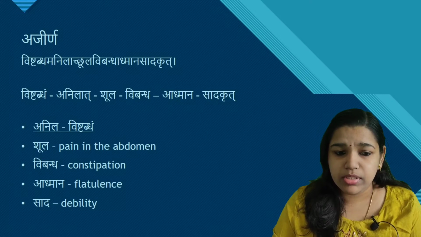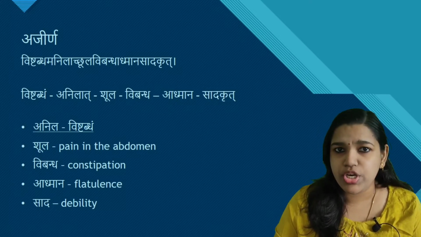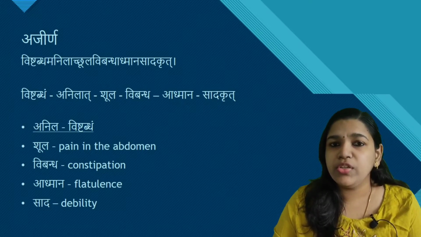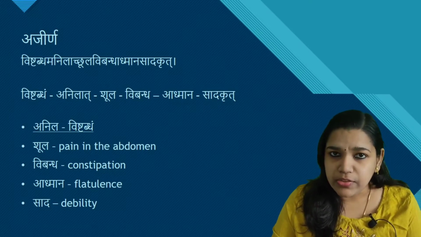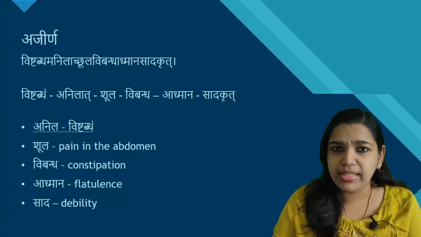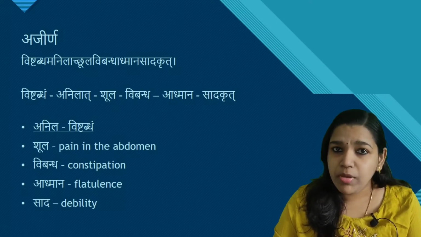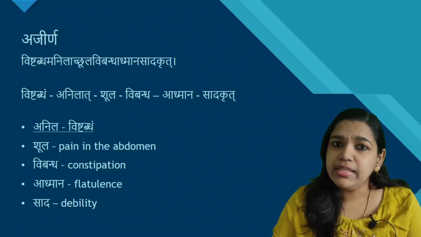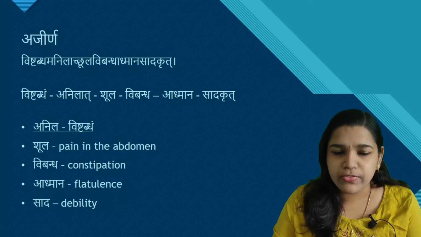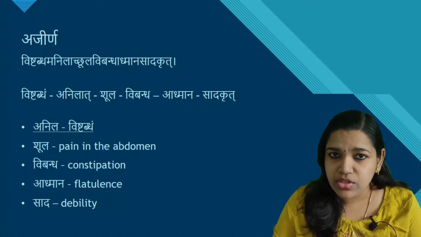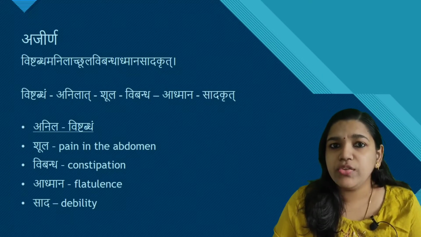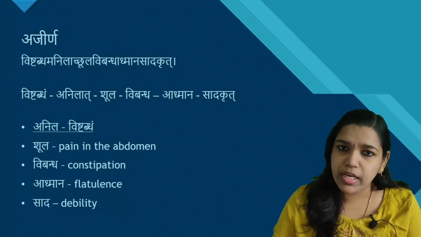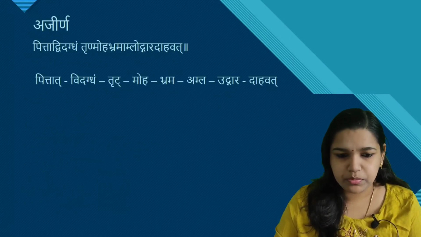The Ajirna type in which the vata dosha, or anila, is predominant or excessively aggravated is called Vishtabdha Ajirna, and this Vishtabdha Ajirna will produce shula, that is pain especially in the abdomen, vibandha, that is constipation, atmana, that is flatulence, and sada, debility of the body. So when this Ajirna is associated with vata dosha, such a condition is called Vishtabdha Ajirna, and it produces shula, vibandha, atmana and sada in the body.